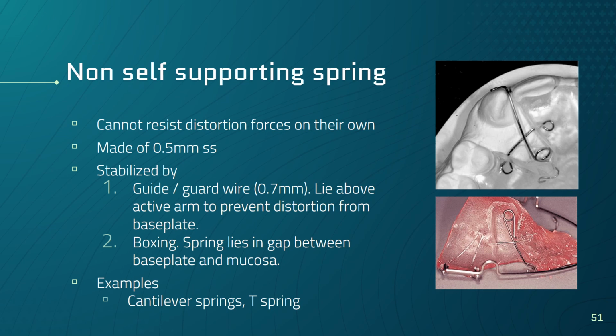Now, the next way of stabilizing the spring is to put the spring in a box. Okay, and this boxing is made in the acrylic base plate. Thus, the spring will lie in a gap between the base plate and the mucosa. Examples of non-self-supporting springs are cantilever, various cantilever springs, and the T-spring.